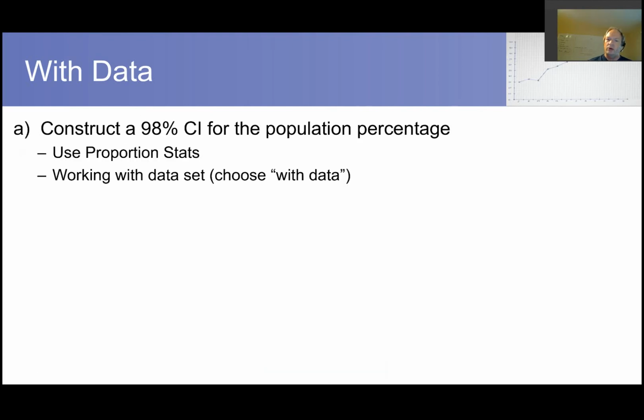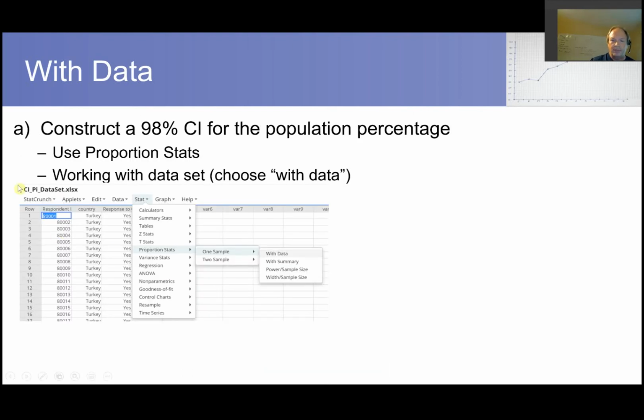So what you're going to do is go into StatCrunch, and go to Stat, and now you're not going to go to Z-stats or T-stats. That corresponds to a quantitative variable. You're going to go to proportion stats, since you're working with a categorical variable. You'll then choose one sample, and we're working with a data set, so you're going to click with data.